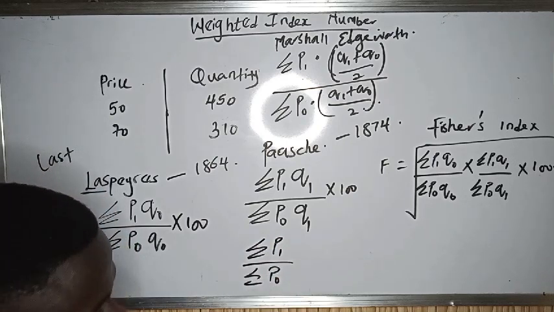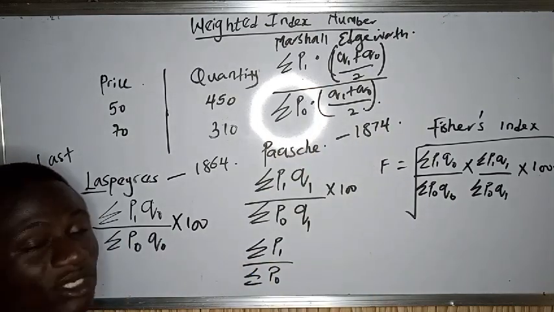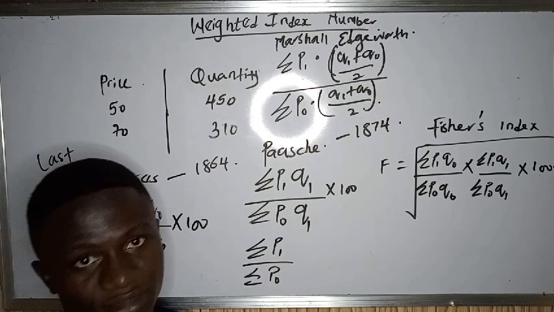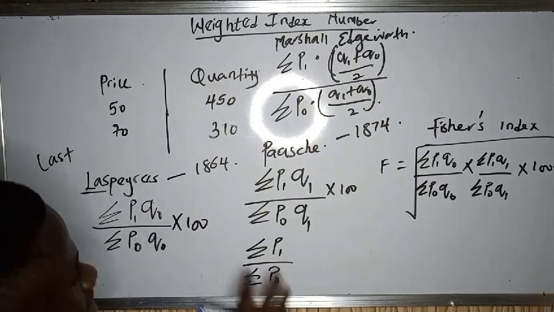Summation P1 over summation P0. If you notice, in all of these formulas, we have summation P1 over summation P0. That is the skeleton, so that is the framework.